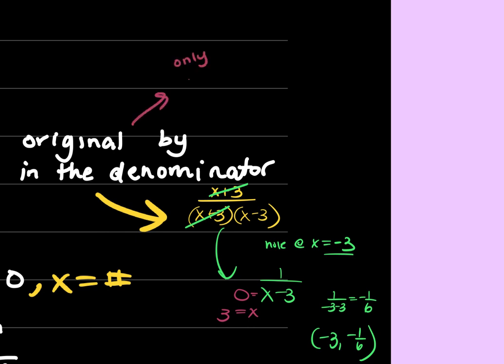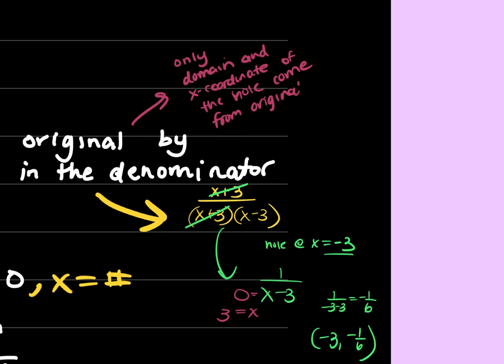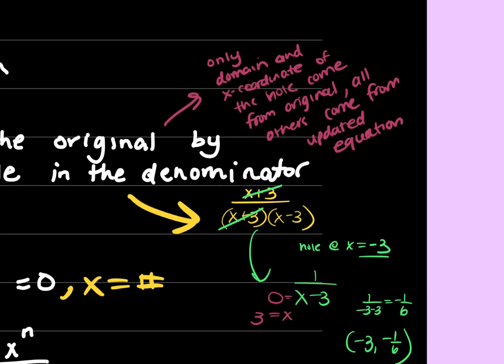So only domain and x coordinate of the hole come from the original. All others come from the updated, or simplified, equation.